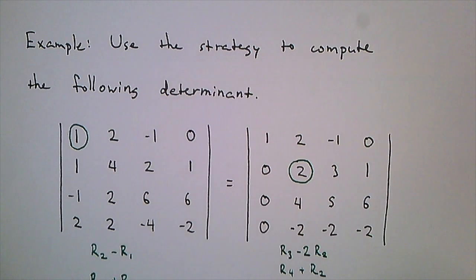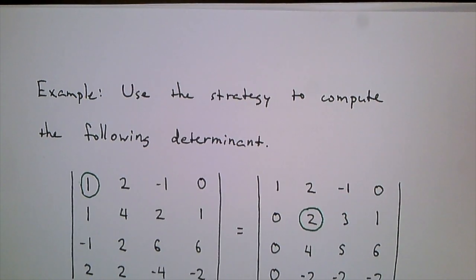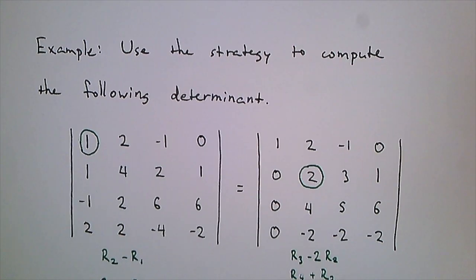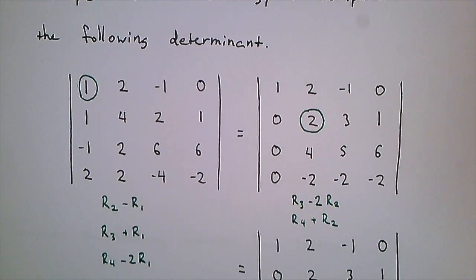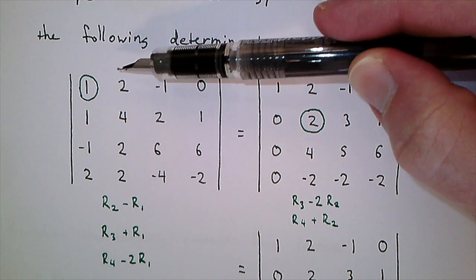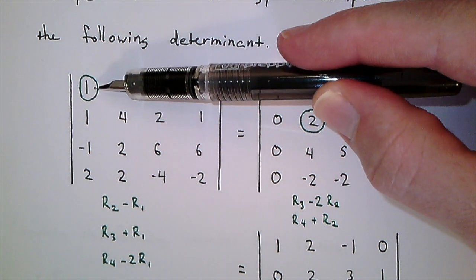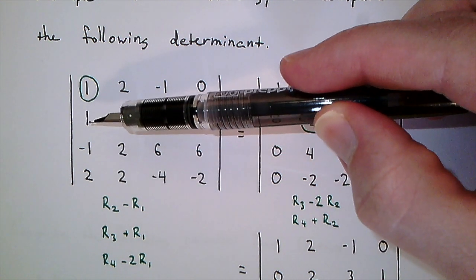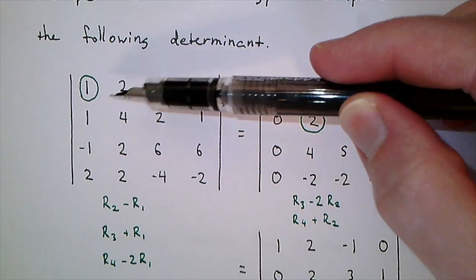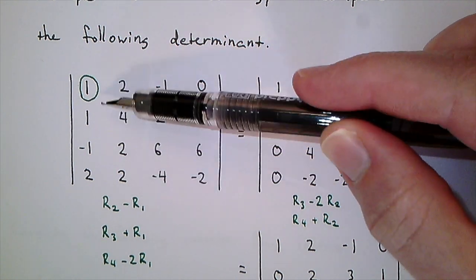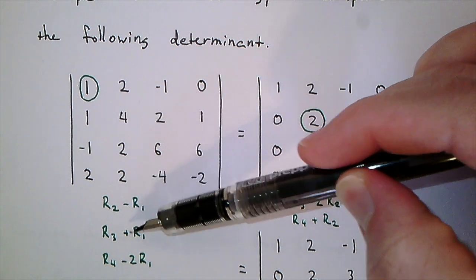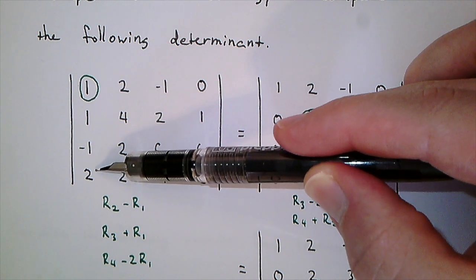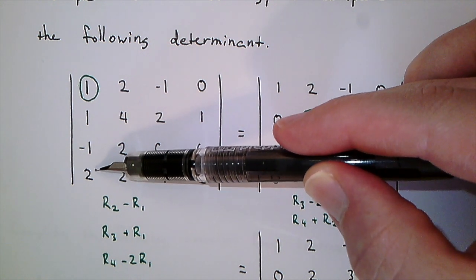So let me illustrate this strategy by computing the determinant of this 4x4 matrix. So here's where we start on the left. I want to use this 1 to create zeros below. So this is just like row reduction that we've done many times before. I take row 2 and I subtract row 1 to create a 0. I take row 3 and I add row 1 to create a 0 here. And then I have to subtract 2 times row 1 from row 4 to create a 0 here.